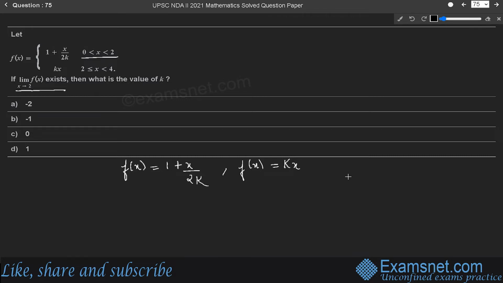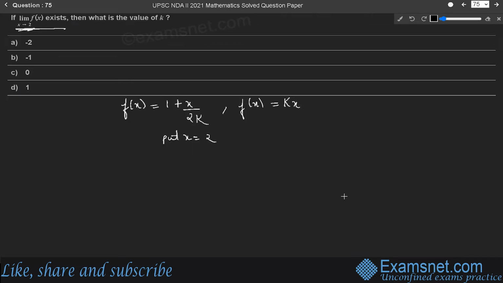You can see that in this condition also x lies between 0 and 2, and in this condition also x lies between 2 and 4. So 2 is common. So in both these functions, put x is equal to 2. And here also the limit is 2. So when we put x is equal to 2, we will get 1 plus 1 by k, and this will be equal to 2k.